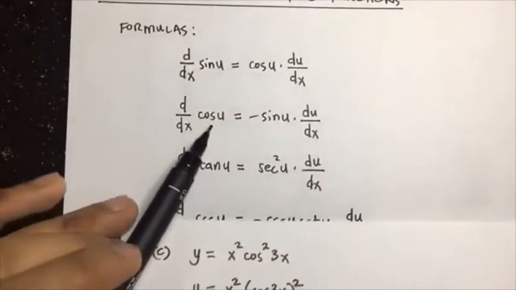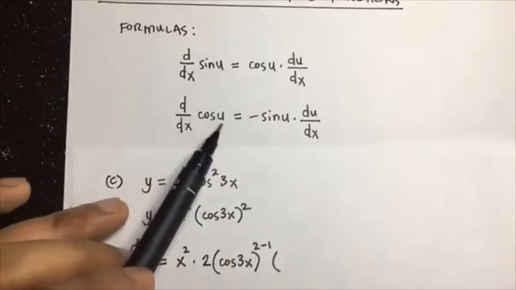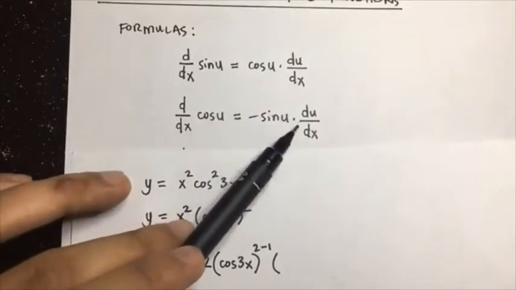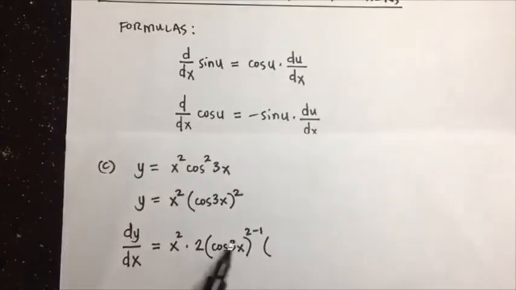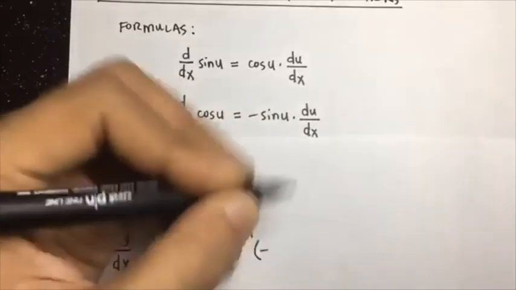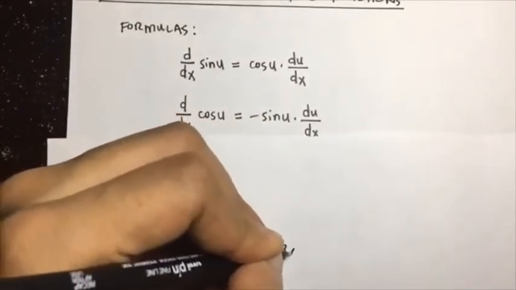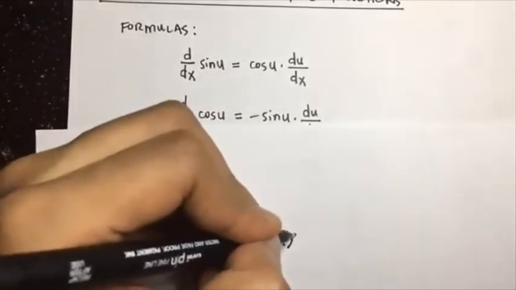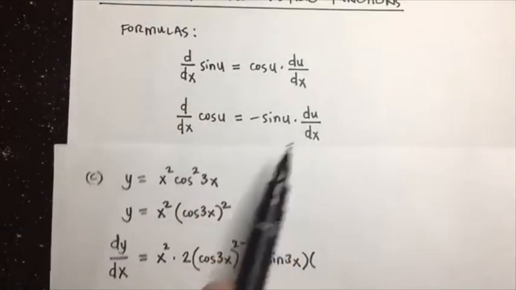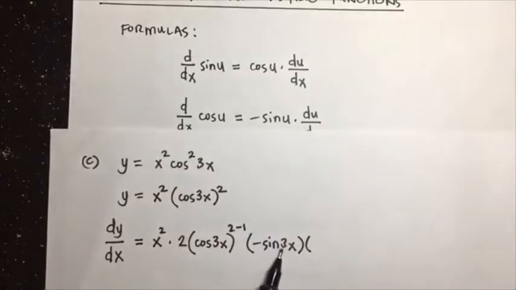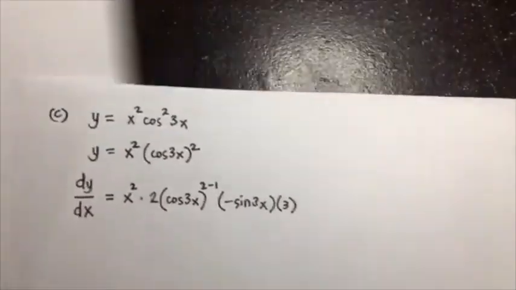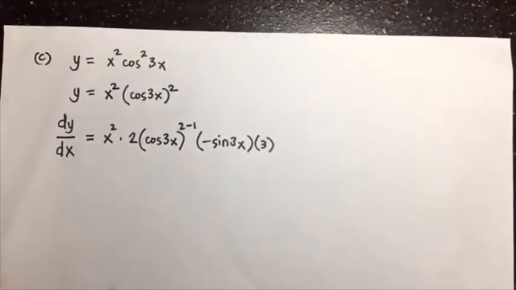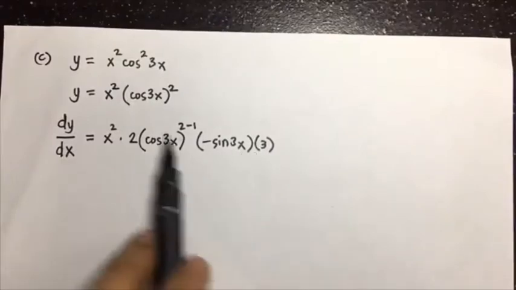So let's review our formula. The derivative of cosine of u is negative sine of u multiplied by the derivative of u. So here our u is 3x. So its derivative must be negative sine of 3x, multiplied by the derivative of u with respect to x. The derivative of 3x with respect to x is 3. Okay, so we have finished deriving the second factor, this one.